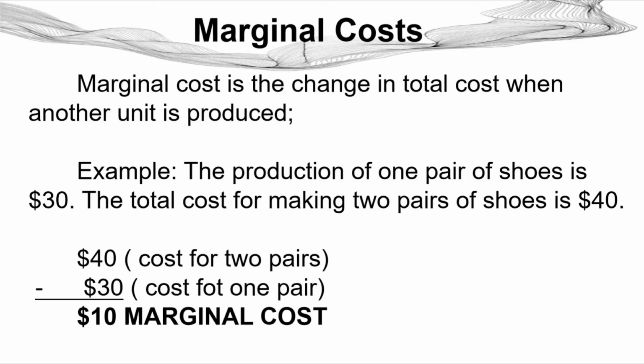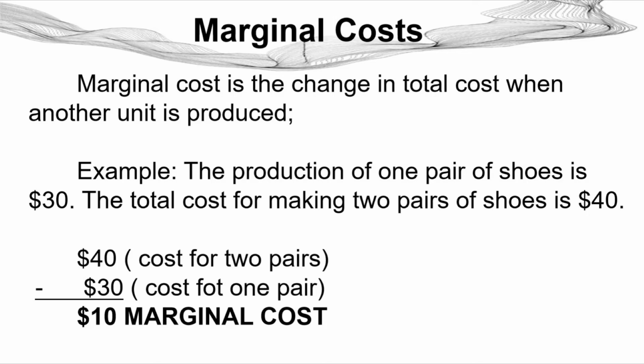Let us now proceed to marginal cost. Marginal cost is the change in total cost when another unit is produced. Example, the production of one pair of shoes costs $30. The total cost for making two pairs of shoes is $40. The computation will be $40, which is the cost for two pairs of shoes, minus $30, which is the cost for one pair of shoes. The marginal cost will be $10.